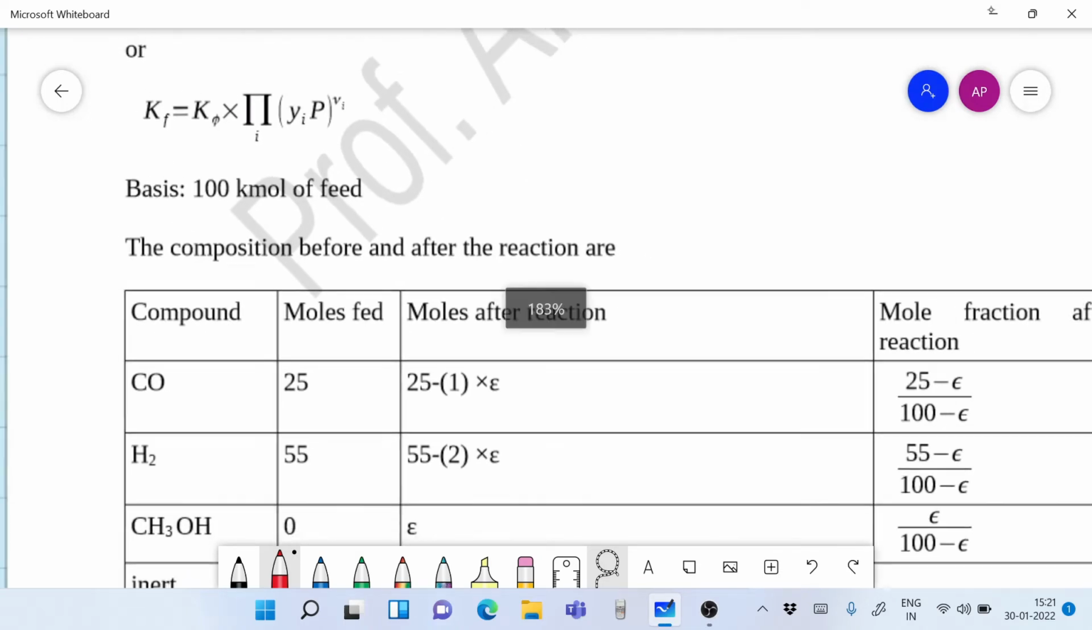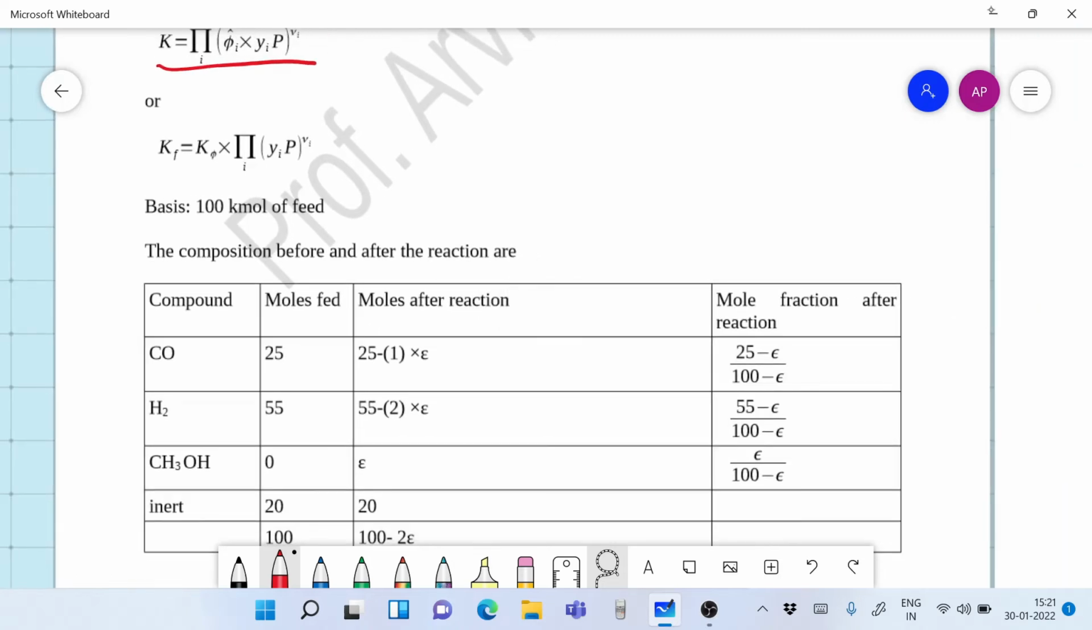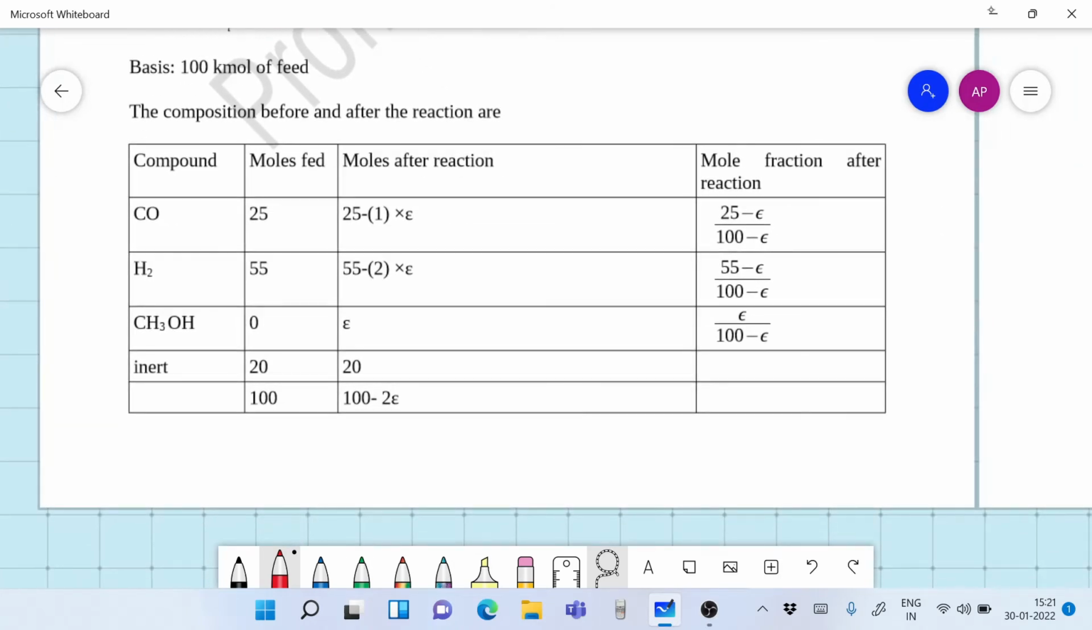Now we take the basis as 100 mole of feed. So what is entering the reactor? 25 moles of carbon monoxide, 55 moles of hydrogen and 20 moles of inert. The methanol is not entering in, and the moles after reaction, that is the product leaves at equilibrium. So after reaction means it's fairly simple here, at equilibrium.